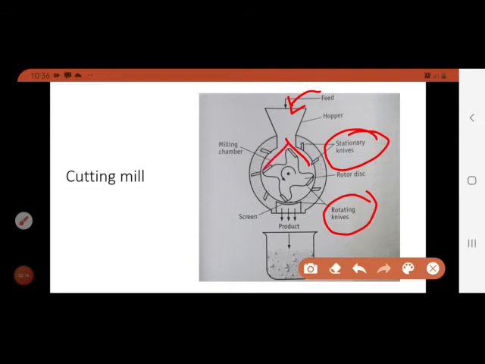So the particles will be reduced to smaller particles. Those smaller particles enter into the screen and are collected in the reservoir. If coarse particles are present, with the help of the knife they are lifted up again and promoted for further size reduction, and then enter into the screen.